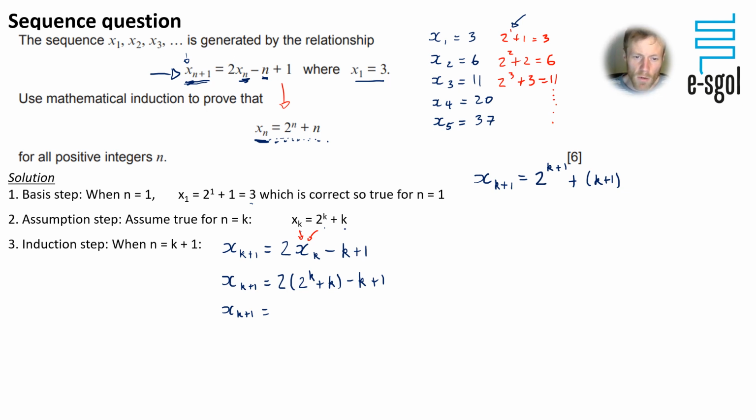Now, if I multiply through the 2 times the 2 to the power of k, that gives us 2 to the power of k plus 1. 2 times k, so we get plus 2k minus k plus 1. So x k plus 1 equals 2 to the power of k plus 1. And then 2k minus k, so that's plus k plus 1. So it is true for n equals k plus 1.